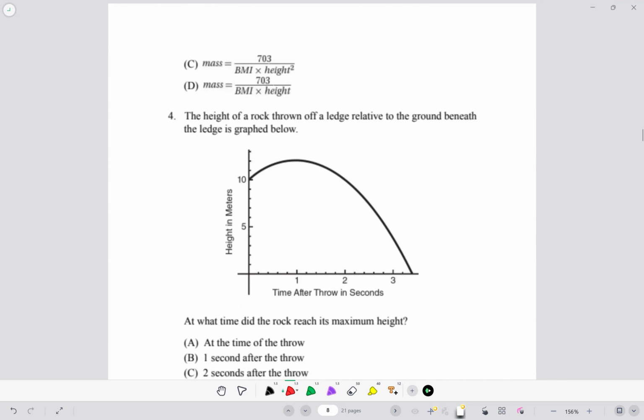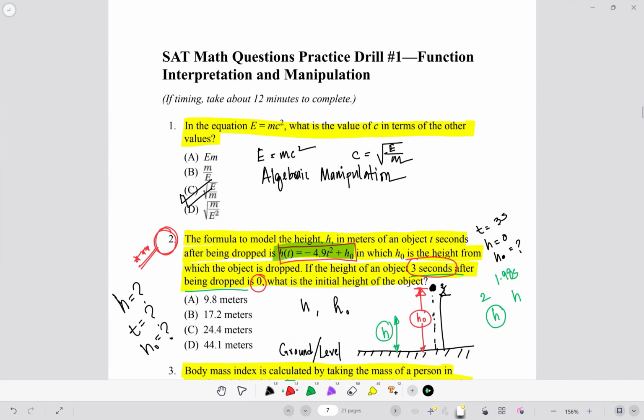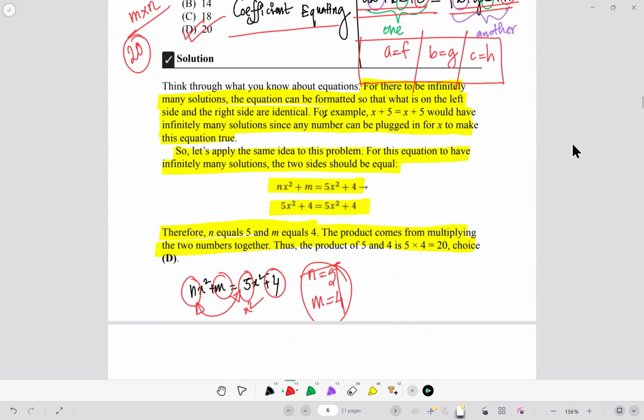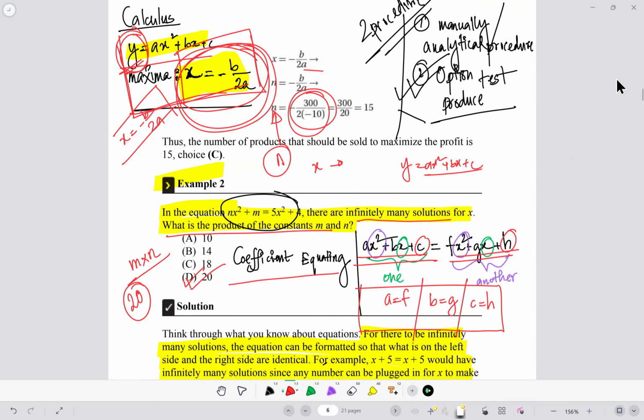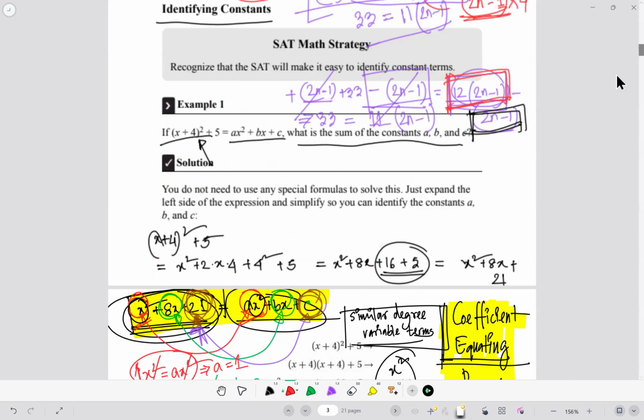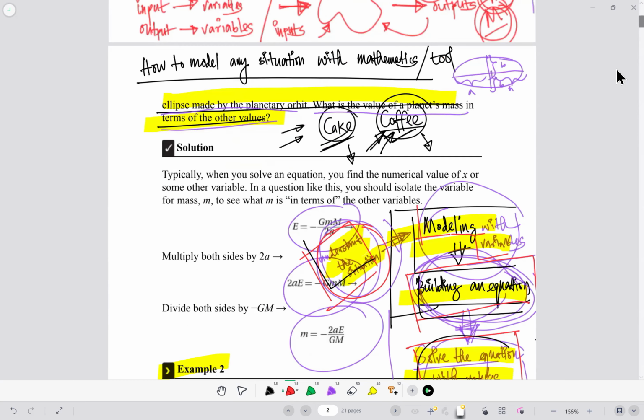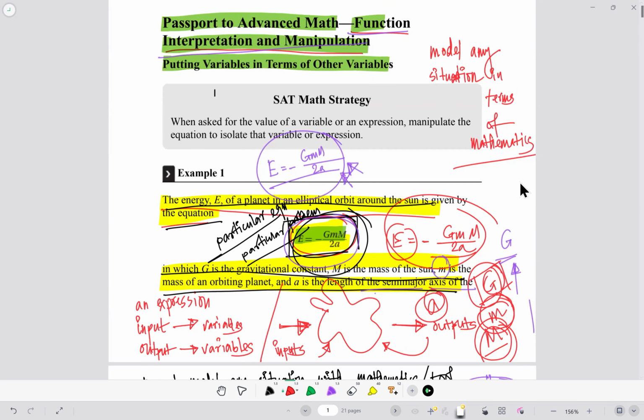That is it. This is what our chapter looks like, and this is how it's going to end here. So 2.5, and I just want to do a simple brief recap, because I think it's one of the most important chapters in the whole SAT. Function interpretation and manipulation.